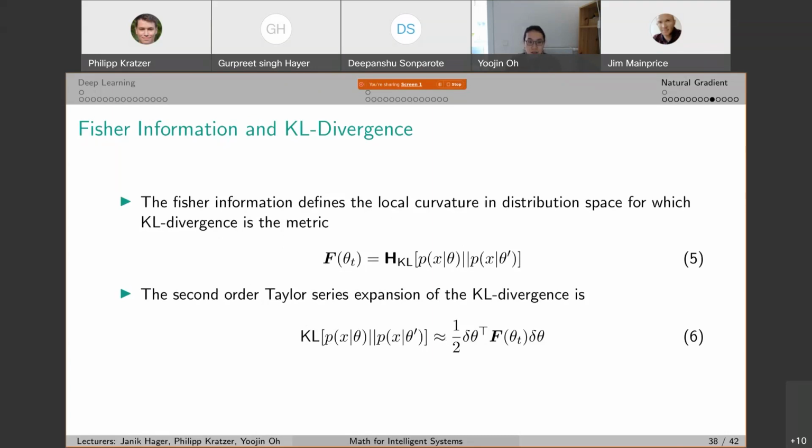Okay, so this Fisher information matrix defines the local curvature of the distribution space, for which the KL divergence is the metric. Similarly, when we use the Newton steps, the Hessian expresses the local curvature in the Euclidean space. And this KL divergence can be approximated as a weighted norm, weighted by the Fisher information matrix.